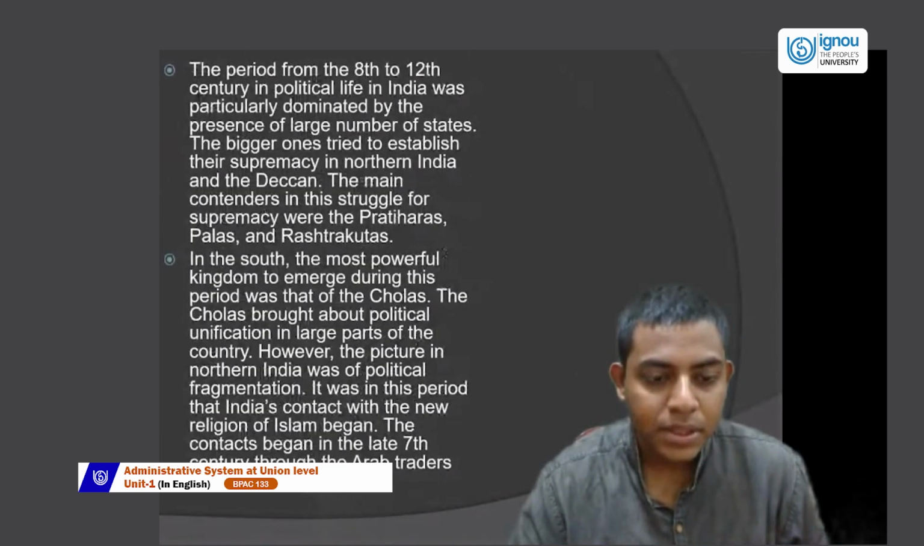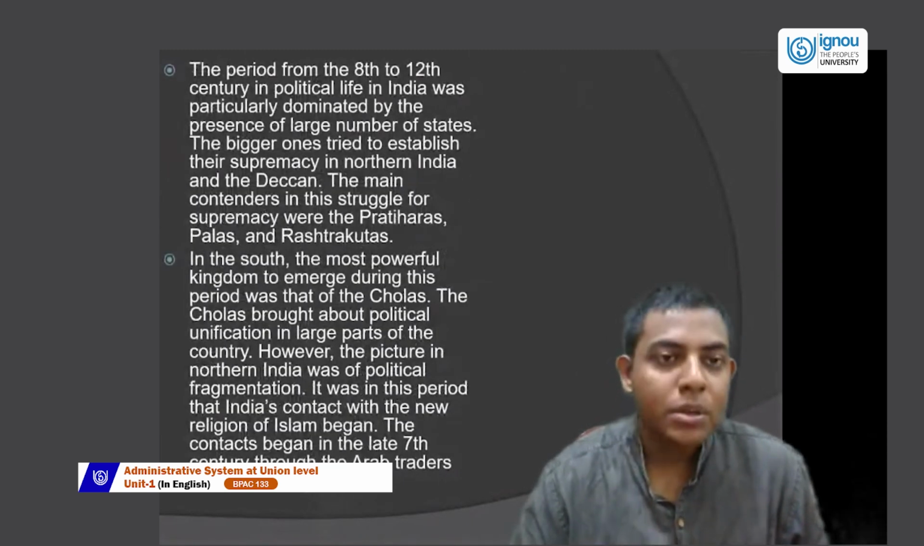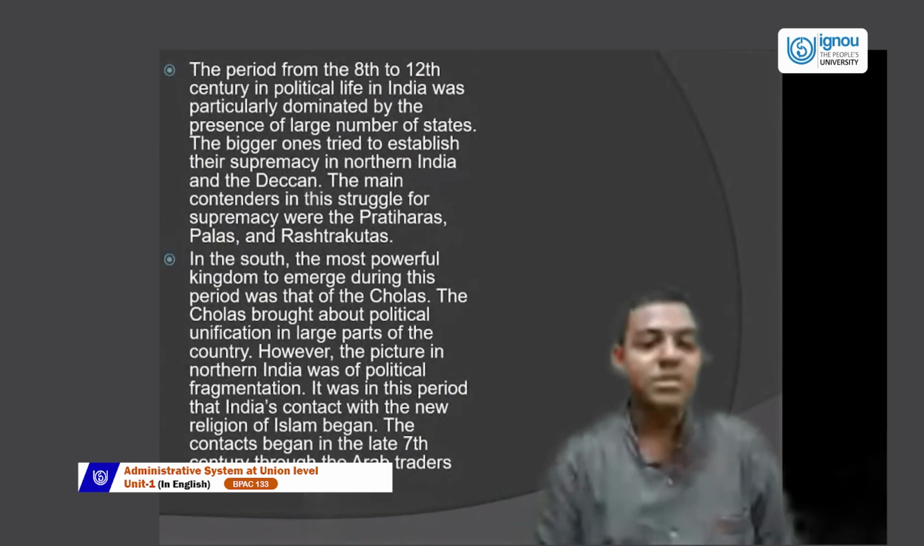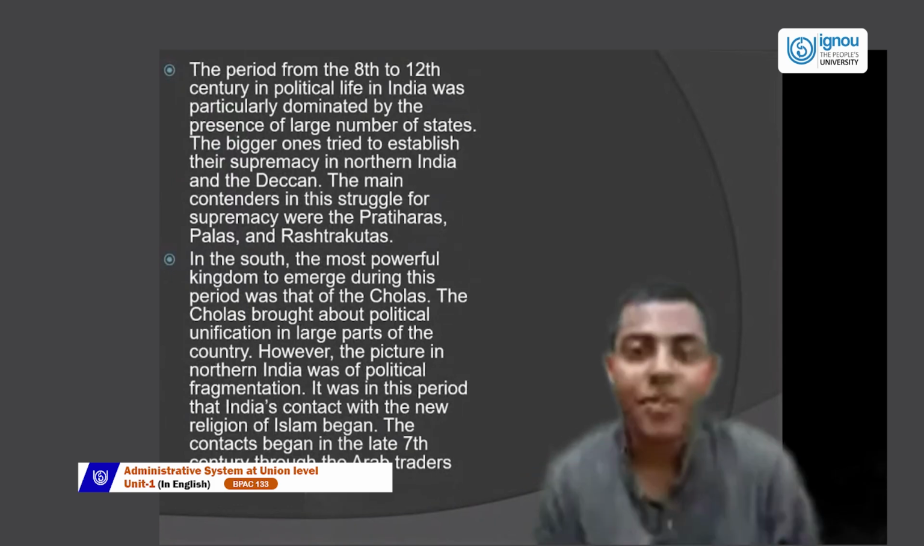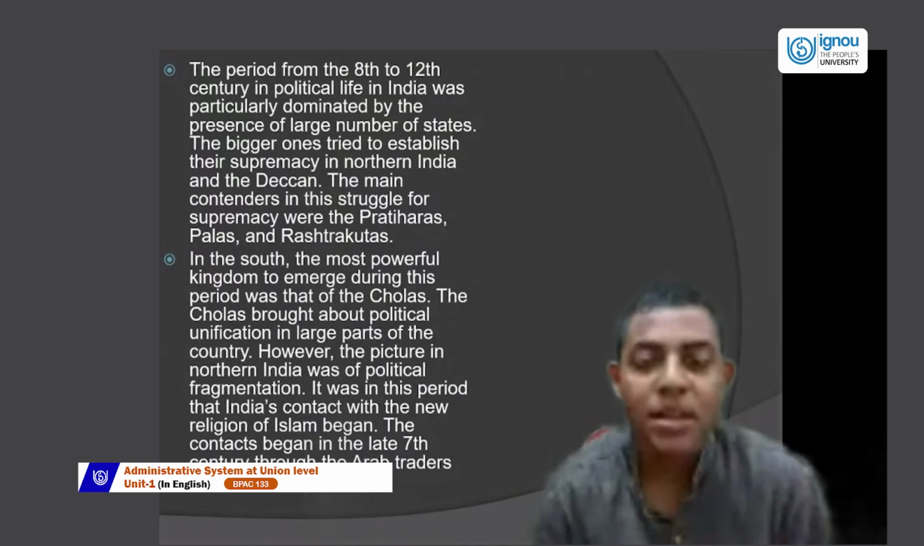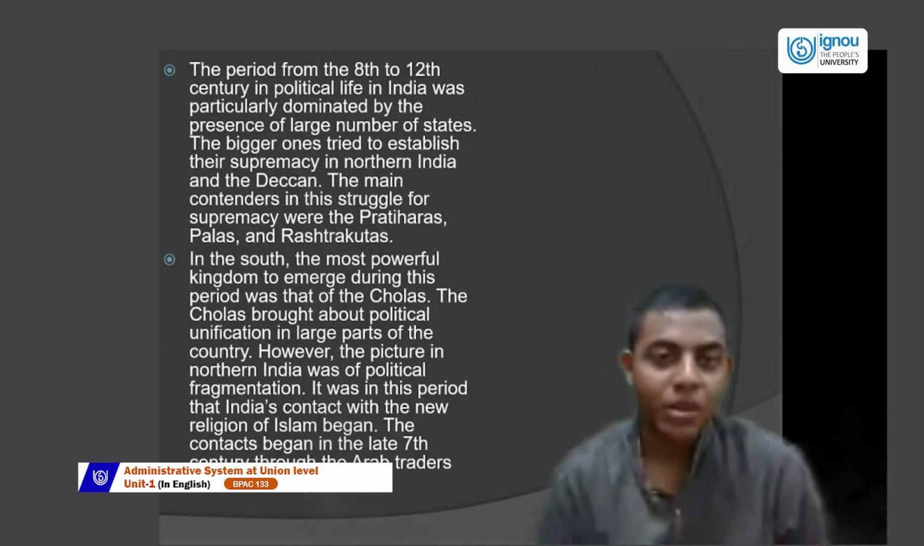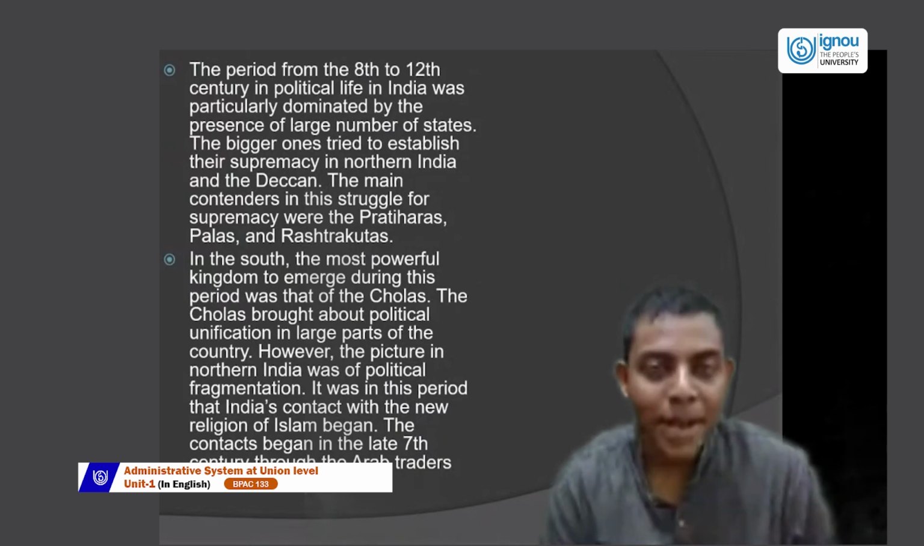The period from the 8th to 12th century in the political life of India was dominated by the presence of a large number of states. So there was a lot of political and territorial fragmentation that had taken place. There was no one centralized strong empire after the Gupta Empire's decline.